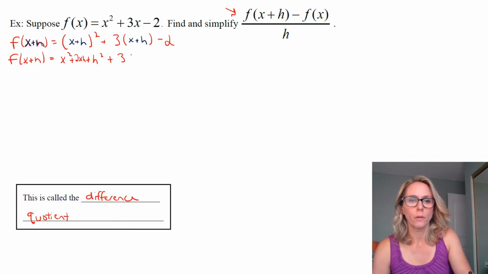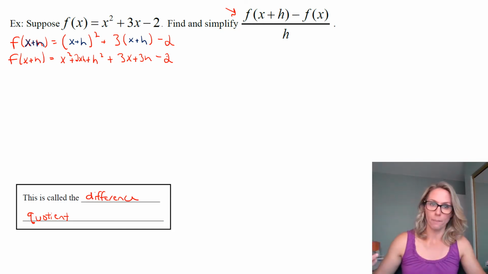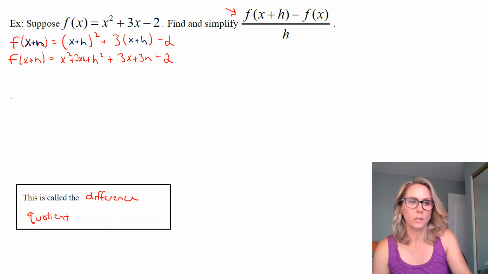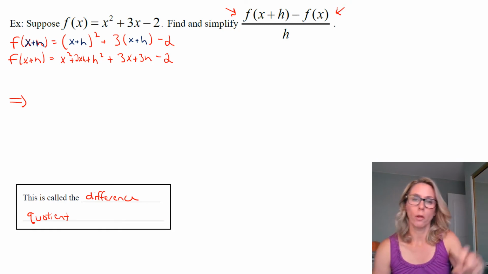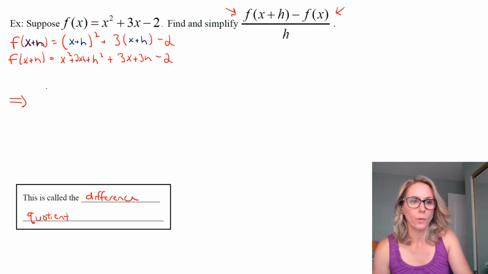And then we distribute the 3, and of course we have minus 2. And then what we need to do is set this up. So now all I need to do for my difference quotient is just write out as I see this thing right here. All I gotta do is write it out. So I start with f of x plus h. So you can go ahead and just write that out. We already found it.